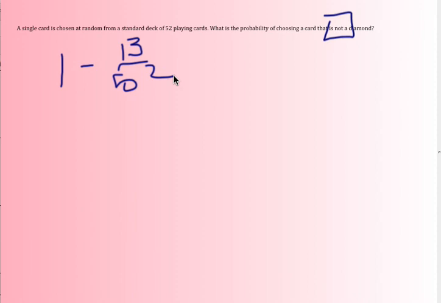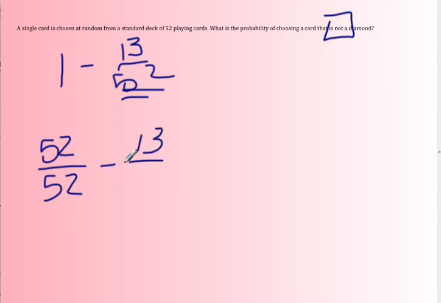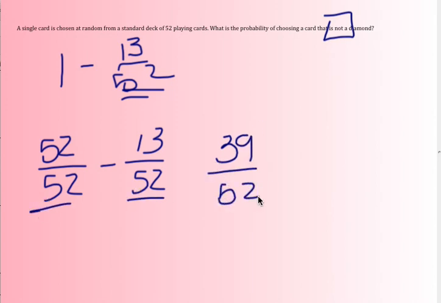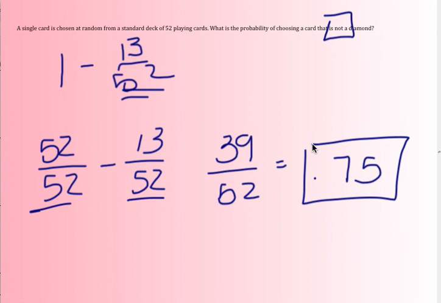So again, I'm going to write 1 as the fraction 52 over 52, because that makes it easier to subtract out. So then I have 13 over 52 that I'm subtracting out. Well, 52 minus 13 is going to give me 39. 52 is going to stay the same, remember, when you're adding and subtracting fractions. So then you divide those two out, and you end up getting 0.75.